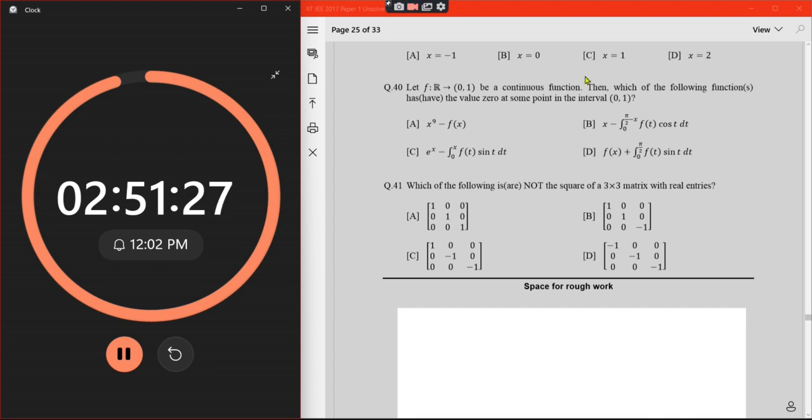And what is A? x power 9 plus f of x. I mean, okay. It's around 9. Like 0 to 1, which is, it goes from 0 to 1, right? Of course.